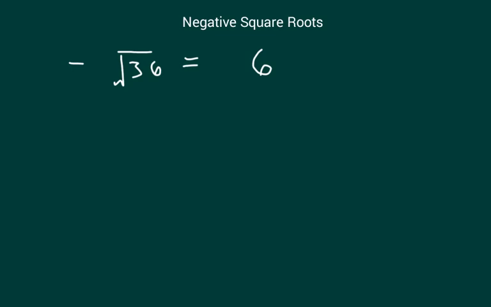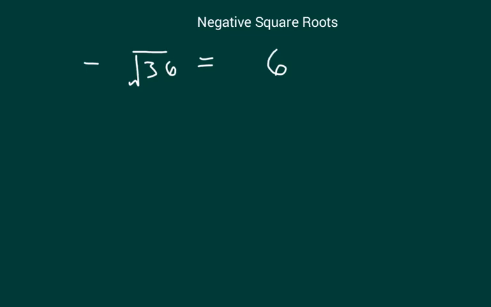Negative square roots is a fairly easy concept to get. If you know, for instance, what the square root of 36 is, the negative square root would be the opposite of the square root of 36. The square root of 36 was 6. And you really can read this as the opposite of the square root of 36, but it will be a negative square root because it's going to be the opposite of 6.